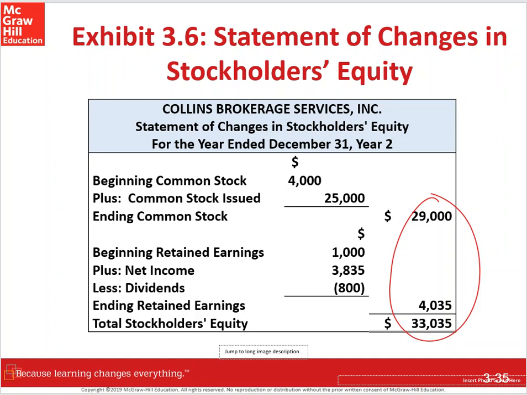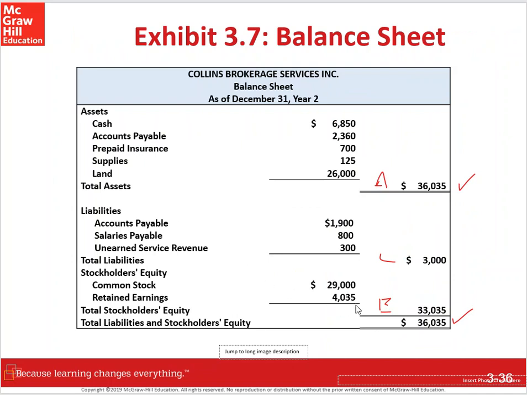So on our statement of changes in equity, if we take our beginning retained earnings of 1,000, and then if we look at net income minus dividends, guess what that is? 3,035. So if we take 1,000 plus 3,035, we arrive at our ending retained earnings. So by the time we record our closing entries, we're going to arrive at a balance of 4,035 in our retained earnings T account, which is going to match our statement of changes in equity, and it's going to match ending retained earnings on the balance sheet.